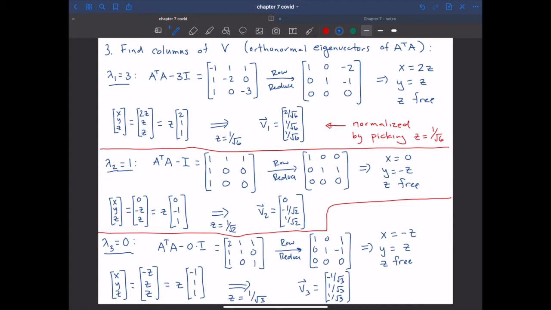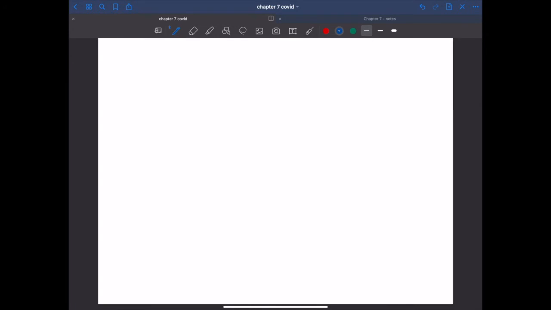So they're all orthogonal to each other, they're all eigenvectors, and so we can go ahead and build our V matrix using these three vectors. So my V matrix is going to be 2 over rad 6, 1 over rad 6, 1 over rad 6.